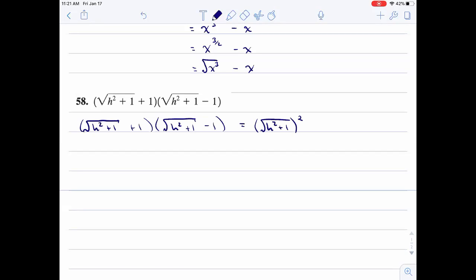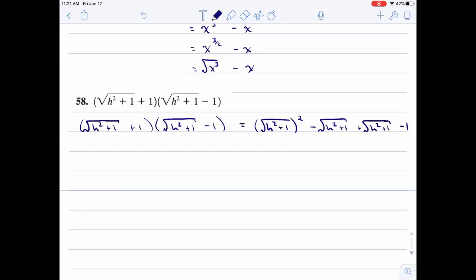And then the square root of h squared plus 1 times negative 1 means that I get minus the square root of h squared plus 1. And then plus 1 times the square root of h squared plus 1. And then 1 times negative 1 puts me at minus 1. Question?